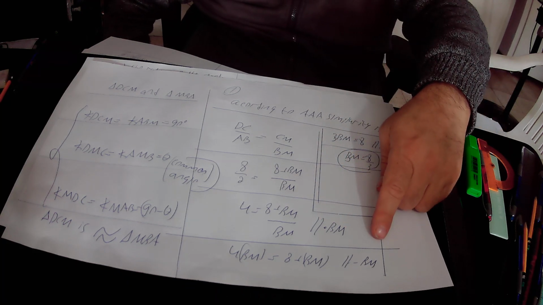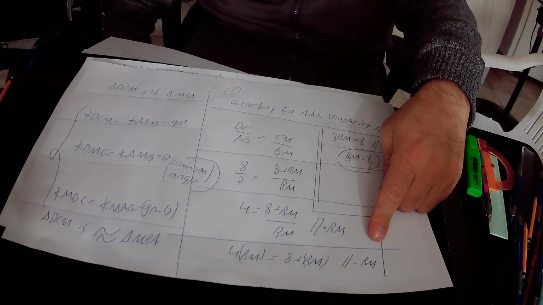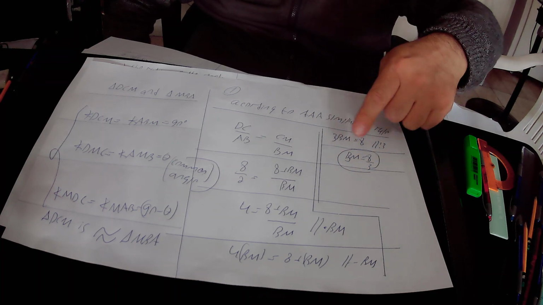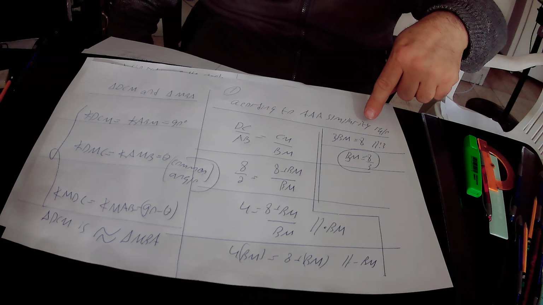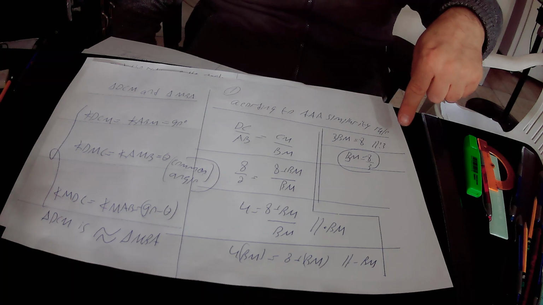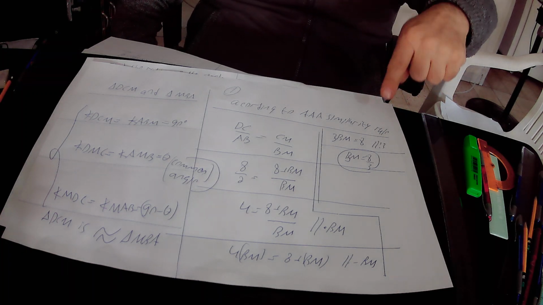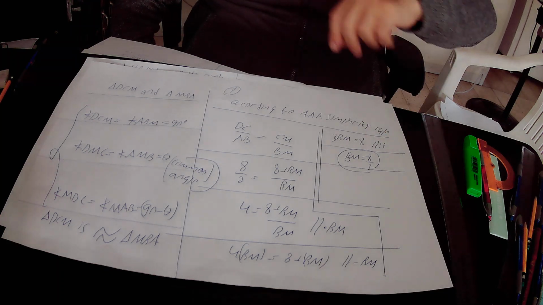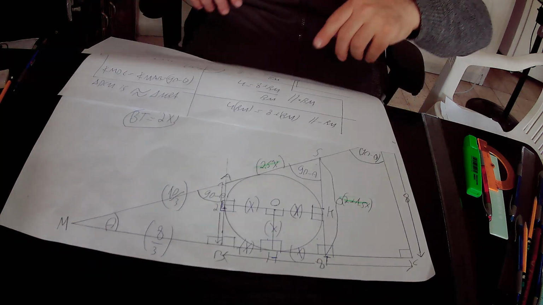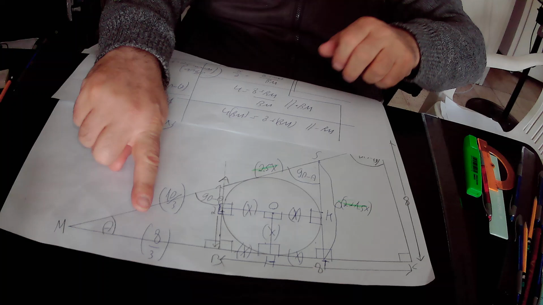Here we subtracted BM from this equation and finally found that 4BM minus BM is 3BM, so 3BM equals 8. Here we divided this equation by 3 and finally found that BM equals 8 over 3 in its length. The missing side BM equals 8 over 3 in its length.